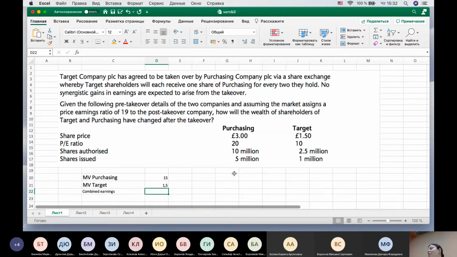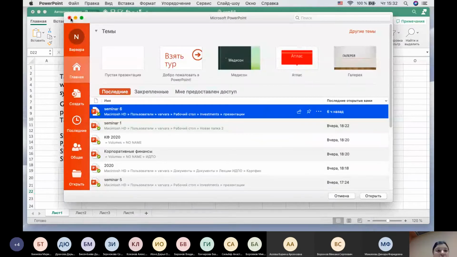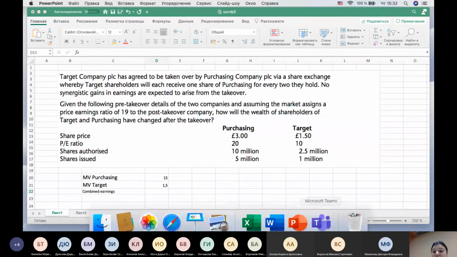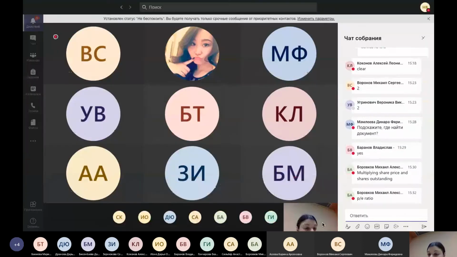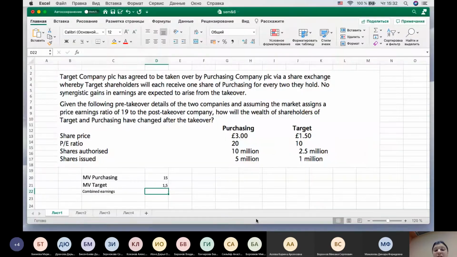How could we find our combined earnings in this context? Based on which parameters should we find our combined earnings? How do you think? Pay ratio, Mikhail, thanks a lot. Based on our pay ratio, could you start this formula?